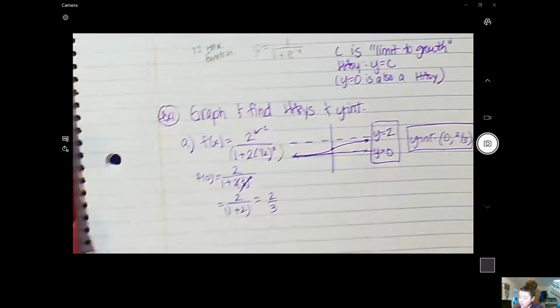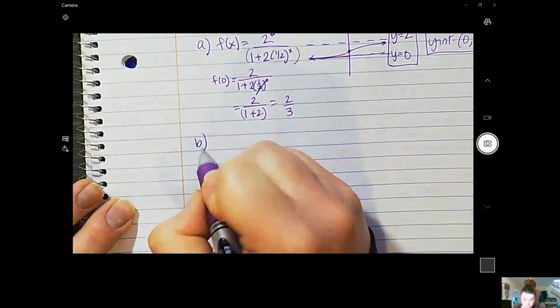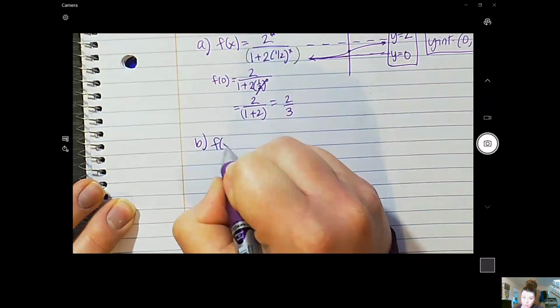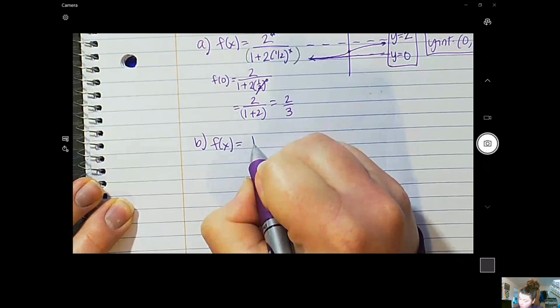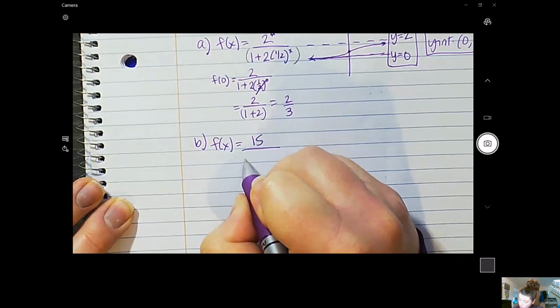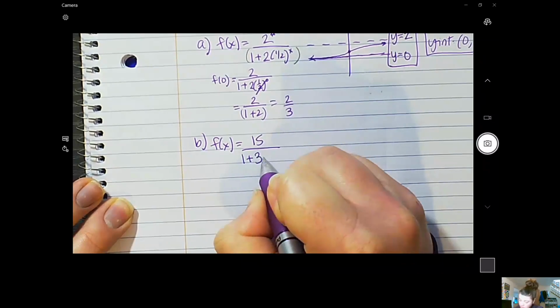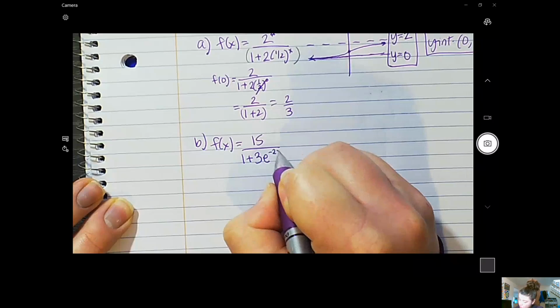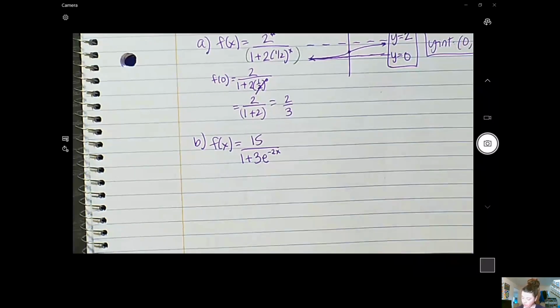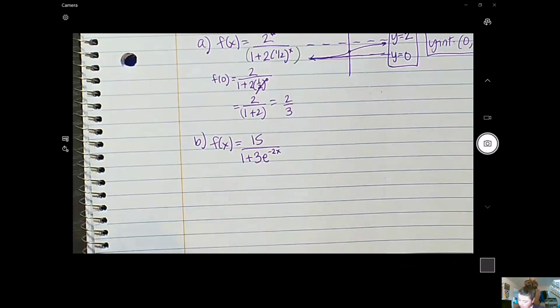All right, let's try B. f of x equals 15 over 1 plus 3 times e to the negative 2x power. Okay, I'm going to plug this in. I see that 15 on top, right? So I already know where the top horizontal asymptote is. Actually, I know both of my asymptotes.